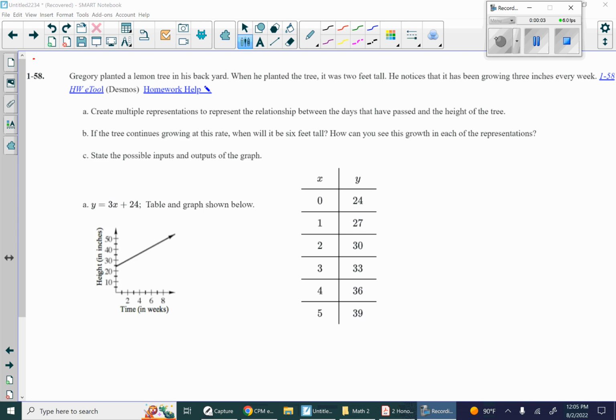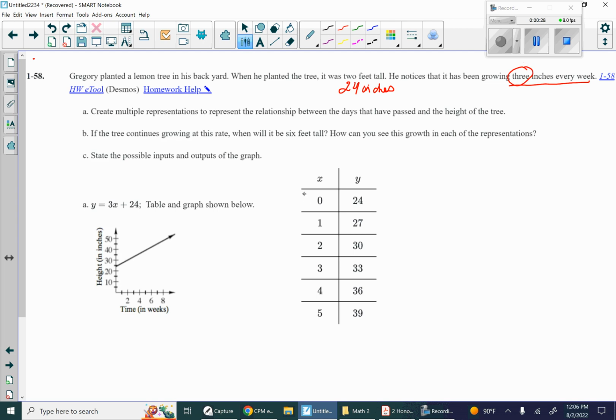CPM Math 3, Problem 1-58. We are being asked to create multiple representations to represent the relationship that's happening with this lemon tree that was planted at 2 feet tall, which happens to be the same as 24 inches. And then it grows 3 inches every week. And it makes sense to turn this into inches so that we can use the 3 in our table.